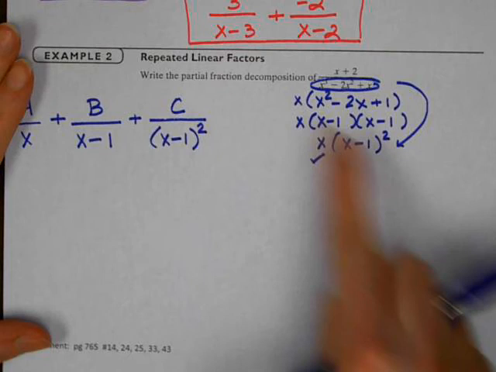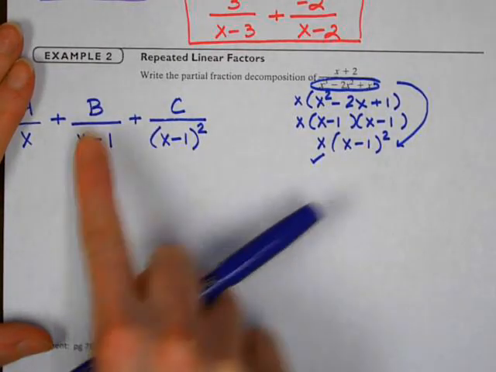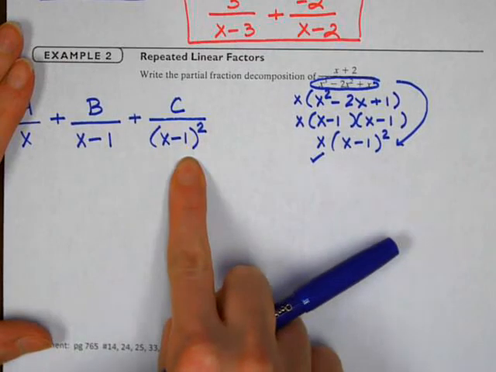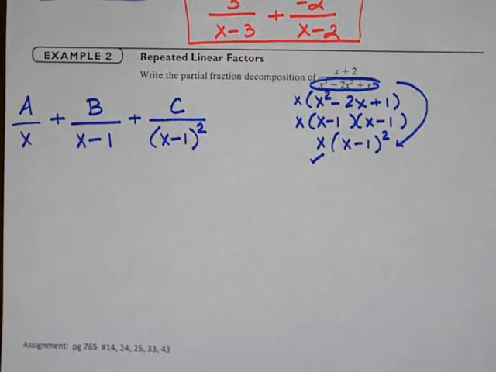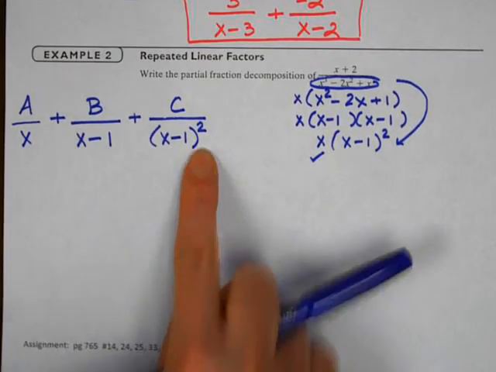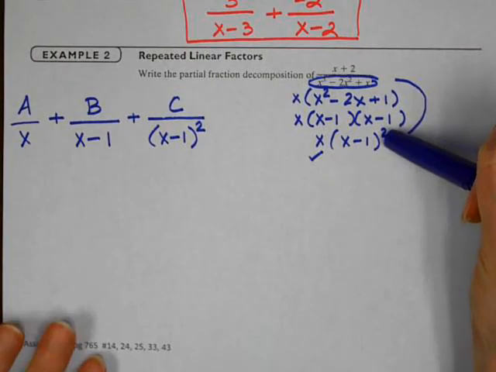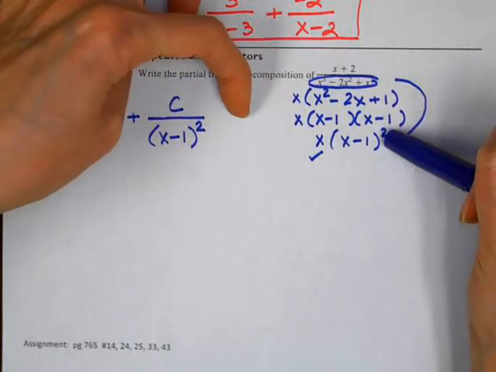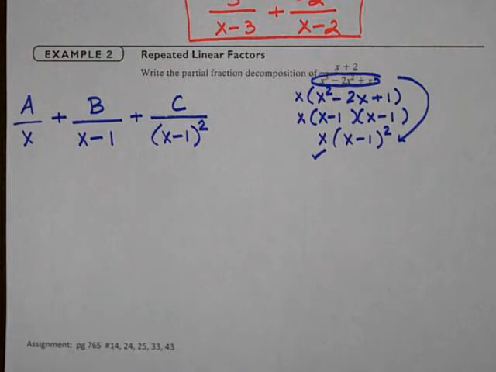Okay, so whenever you have a repeated factor, you need the single factor, and then you need another one with the double factor. So you end up having an a, a b, and a c. All right, so anytime there's a squared, do the single and then the squared. Now, if it was cubed, you would then have a d with the x minus 1 cubed. All right, but everything else now is the same.